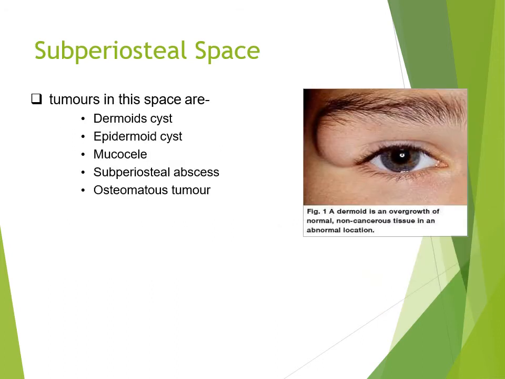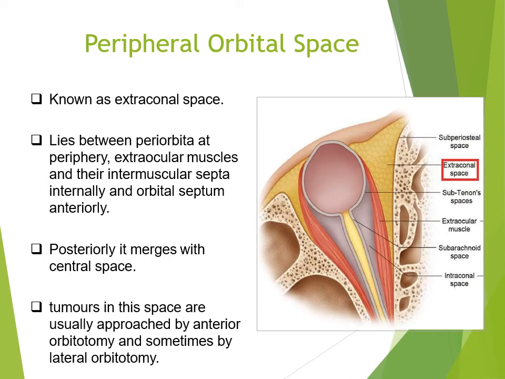The tumors you can usually see in this space are dermoid cyst, epidermoid cyst, mucocele, subperiosteal abscesses, and osteomatous tumors. Whenever there is a tumor here, the area involved you can make out is the superotemporal area. Then the peripheral space. As I told you, this is the extraconal space, outside your muscle cone but beneath the subperiosteal space.